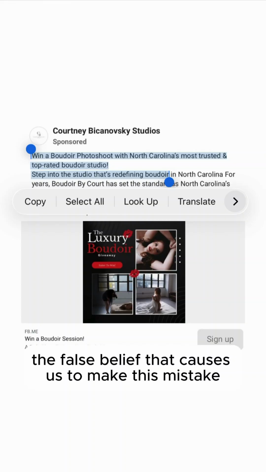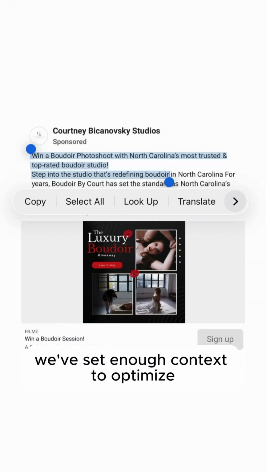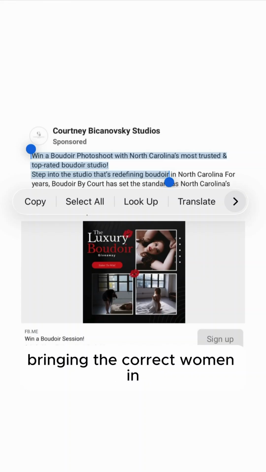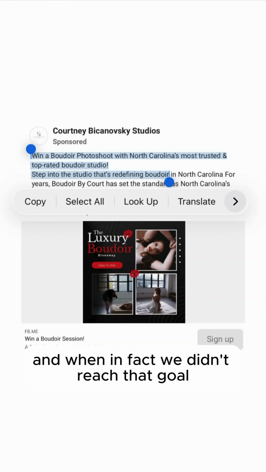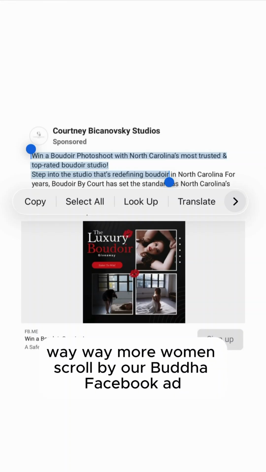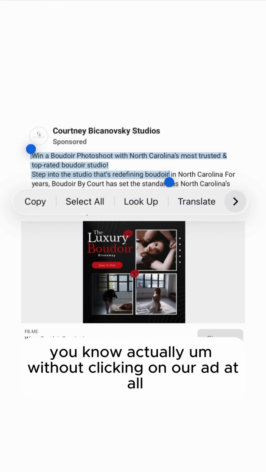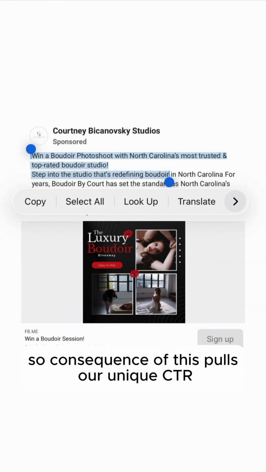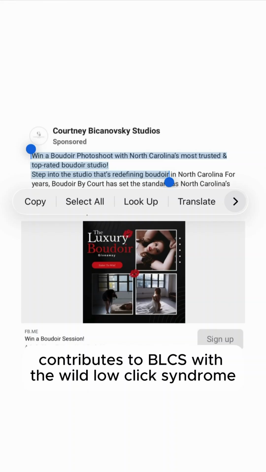The false belief that caused us to make this mistake is that we actually believe that we've set enough context to optimize bringing the correct women in, clicking on our ad, when in fact we didn't reach that goal, and we're actually having way more women scroll by our Boudoir Facebook ad than is necessary without actually clicking on our ad at all. So the consequence of this, pulls our unique CTR under 6%, contributes to BLCS, Boudoir low click syndrome.